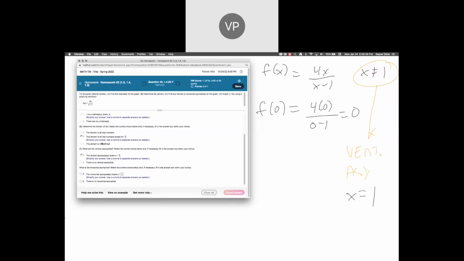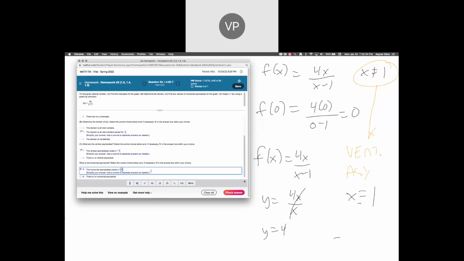And then also, what's the horizontal asymptote? So let's look at that original graph again. We have f of x equals 4x over x minus 1. Remember the trick. Look at the powers, the degrees of the top and bottom. They're both degree 1, which means I can just take those two, cancel the x's, and what I'm left with, that's my horizontal asymptote, y equals 4.